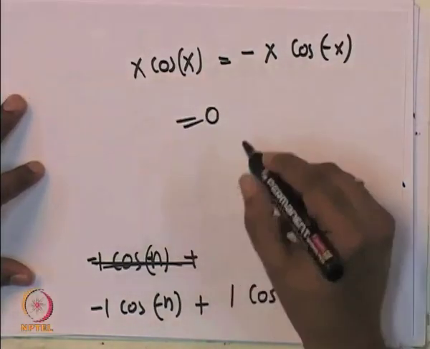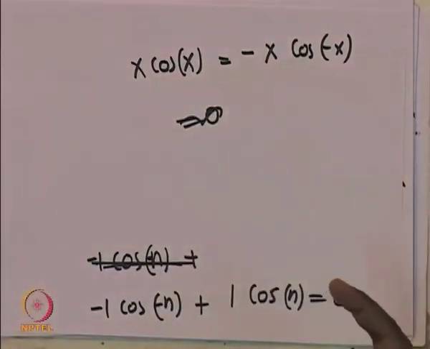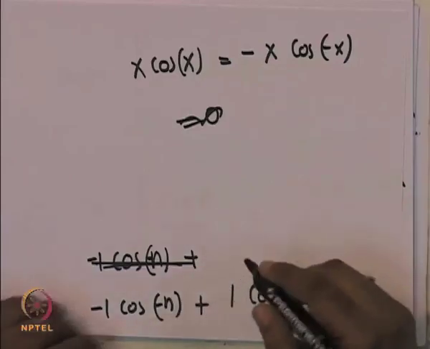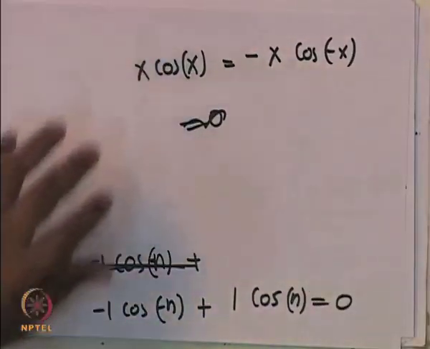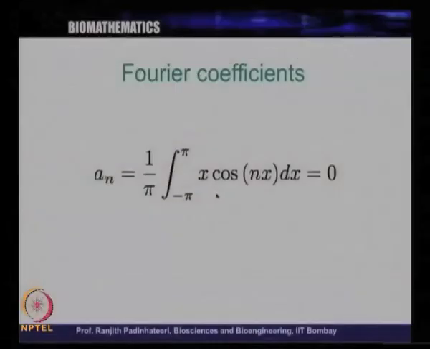Since the function is asymmetric, that is, x goes to minus x and a negative sign comes, you can show that the integral of x cos n x is actually 0. If you plot this, you will see that for every positive value of x, there is exactly the same value with a minus sign for the negative x. So the sum is 0, and if you do this integral, you will see that it is indeed 0.